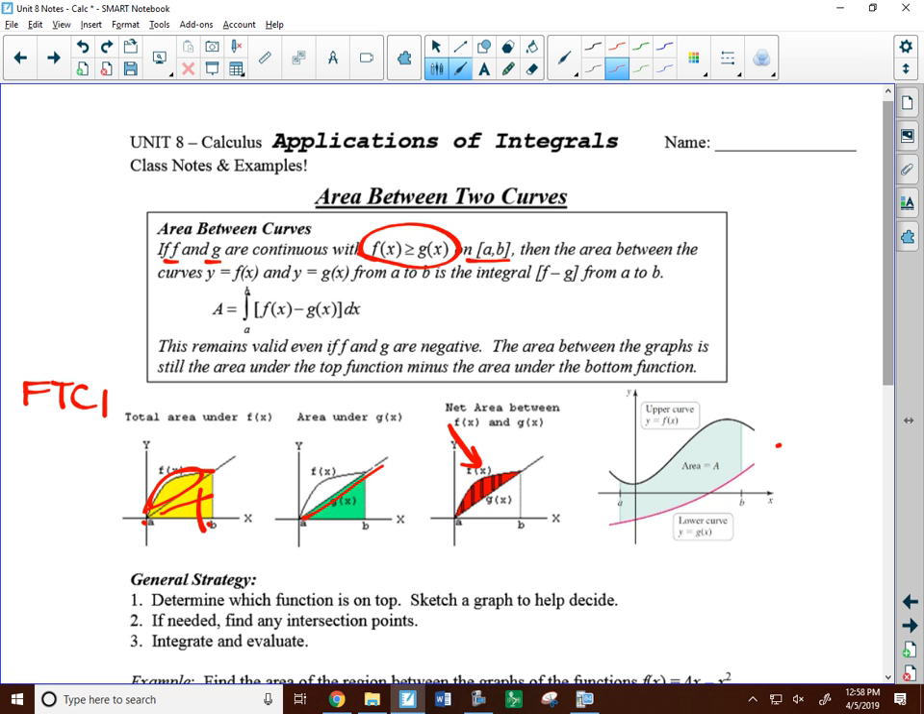This is how we say top and bottom. f is the top function in this example, and g is the bottom. But in general, don't focus on that. Just focus on it's top minus bottom. Then the area between the curves is the definite integral from a to b of f of x minus g of x. So there's a lot of FTC1, but first you've got to subtract.